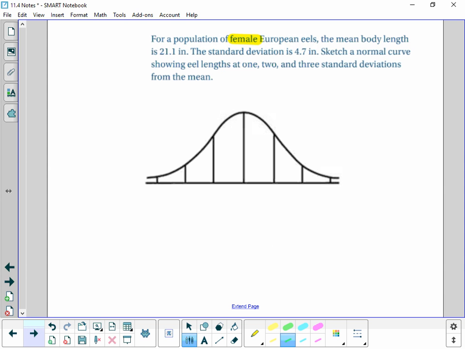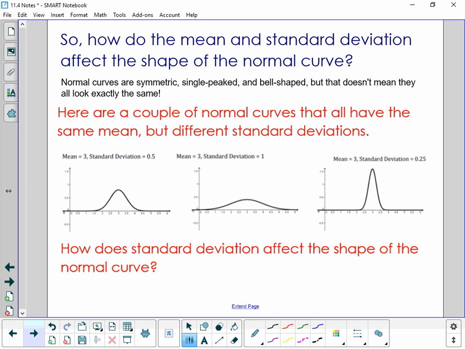I have one more for you to do, which is the female ones. In this case, I'll do part of it here. 21.1 was the mean of the data, and then we would count out by 4.7 in this case. And you can finish that one up.